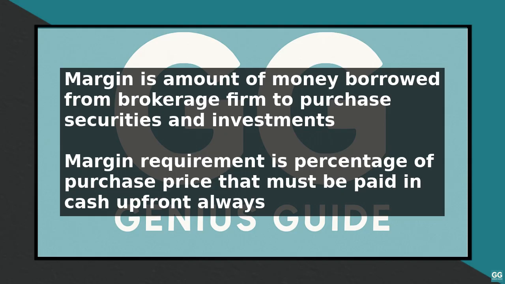Margin is the amount of money that you borrow from the brokerage firm to purchase securities. The margin requirement is the percentage of the purchase price that you must pay in cash. For example, if the margin requirement is 50%, you will need to pay 50% of the purchase price in cash and the remaining 50% will be borrowed from the brokerage firm.